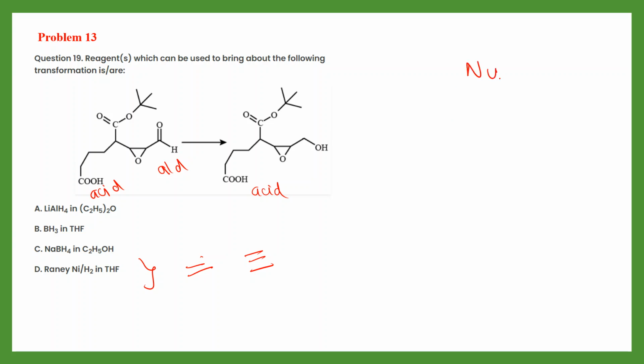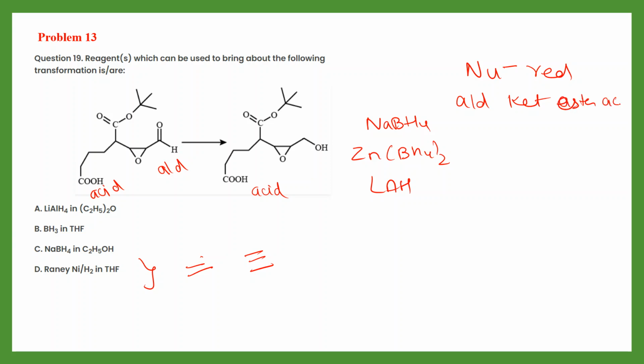Let me tell you, in nucleophilic reducing agents, we have NaBH4, ZnBH4 or zinc borohydride, and LAH. And if we see reactivity-wise, this is aldehyde, ketone, ester, acid. Okay? Aldehyde is more reactive, and reactivity-wise, LAH is the more reactive reducing agent, and this is the nucleophilicity order.